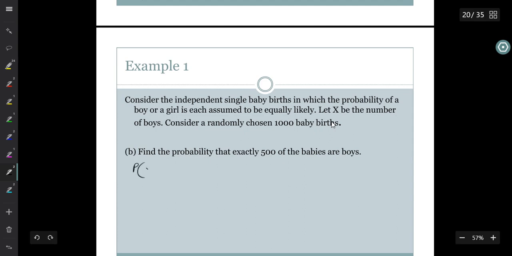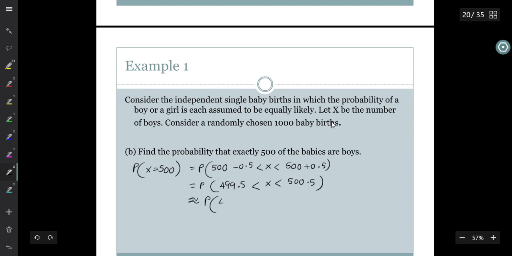In the same question, the next is find the probability that exactly 500 of the babies are boys. Exactly. So that means the probability x equals 500. Now you have to add the continuity correction. That will be 500 minus 0.5 and 500 plus 0.5. So that will be the probability 499.5 less than x less than 500.5. We approximate this with the z-score, subtract the mean, divide by the standard deviation. Do the same for the other side, subtract the mean, divide by the standard deviation.